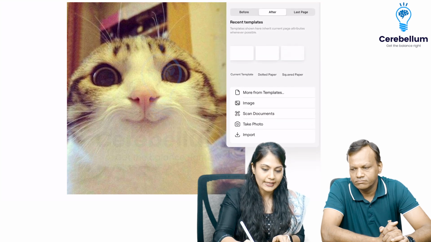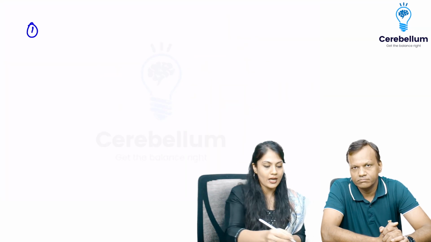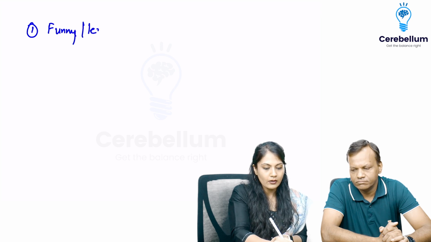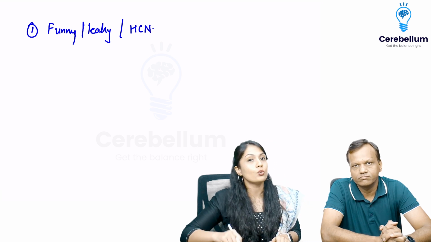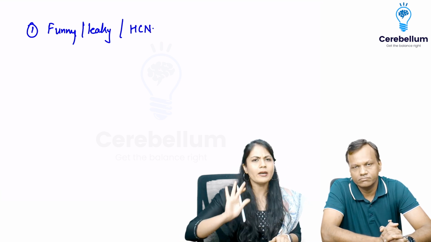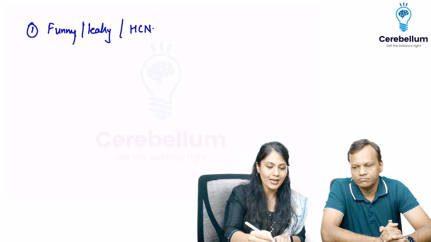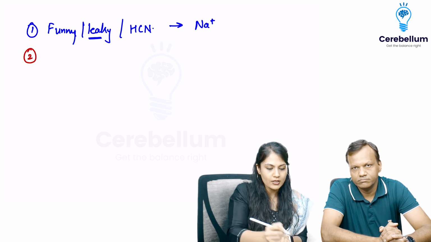So let's write down what is funny cat pick. The first channel, which is going to help me over the ion, is the funny or leaky or HCN, that is hyperpolarization activated cyclic nucleotide gated channels. Nobody will ask you the long form of it. Just remember it is hyperpolarization activated sodium channels. Remember, these are leaky sodium channels. You do not require any stimulus for this.